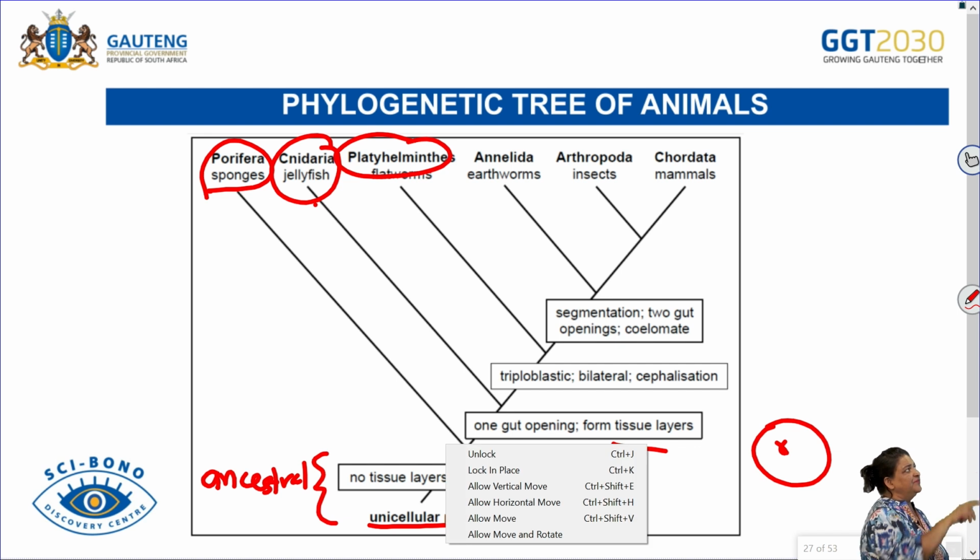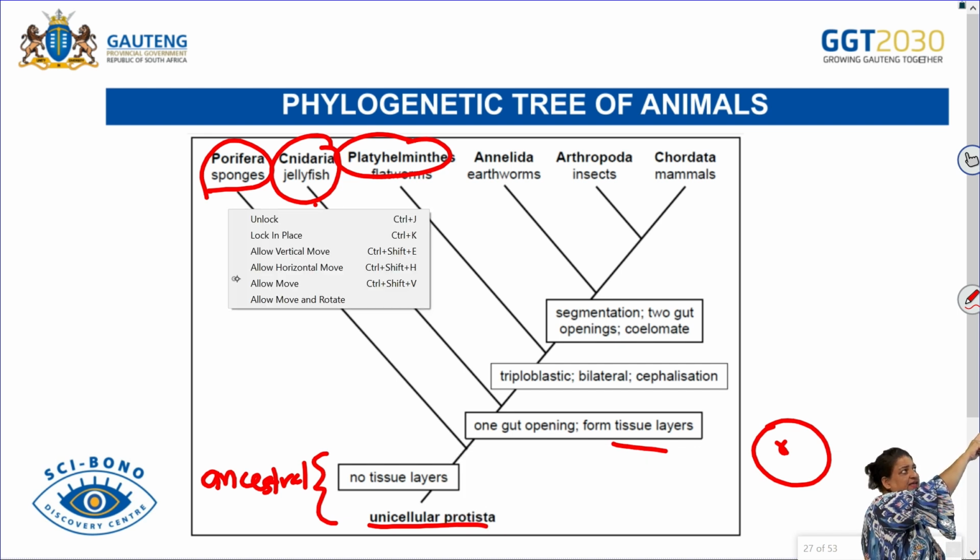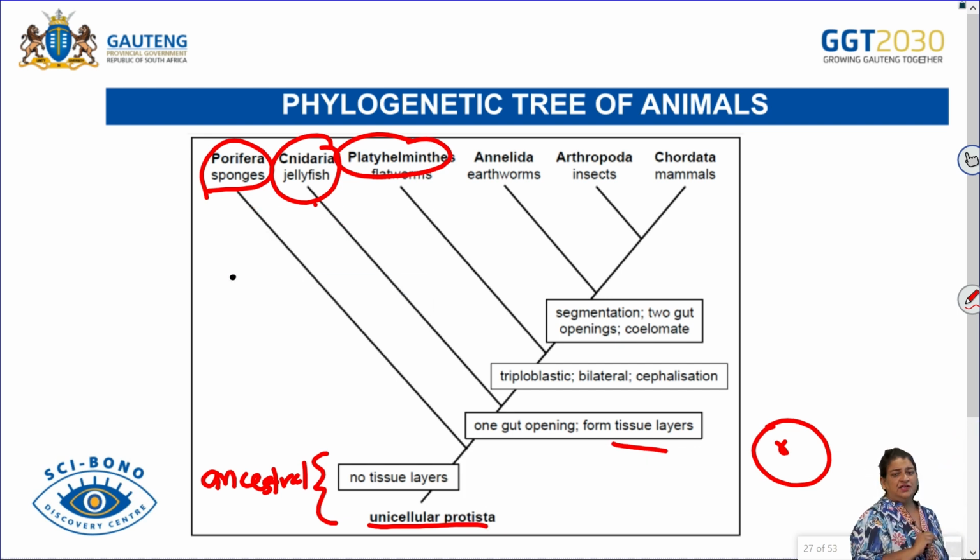Protista is one cell, sponges are some tissue layers, right? Your jellyfish is your Cnidaria. It's also going to be what? One gut opening. Then you're having a more advanced flatworm, right? Your flatworms. And then from there, you're going to get your Annelida. And your Annelida is your earthworms. They are even more advanced than a flatworm, right? So your Annelida is going to have 2 openings now, not just one opening like, for example, the jellyfish or the hydra.